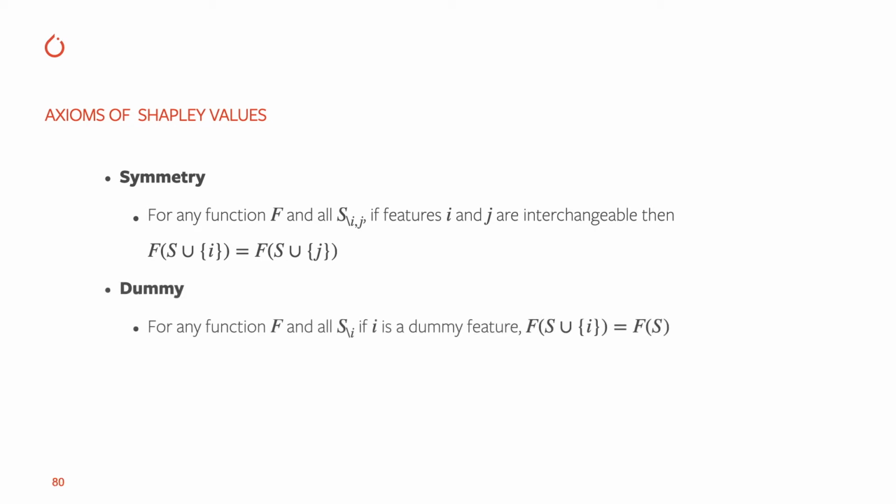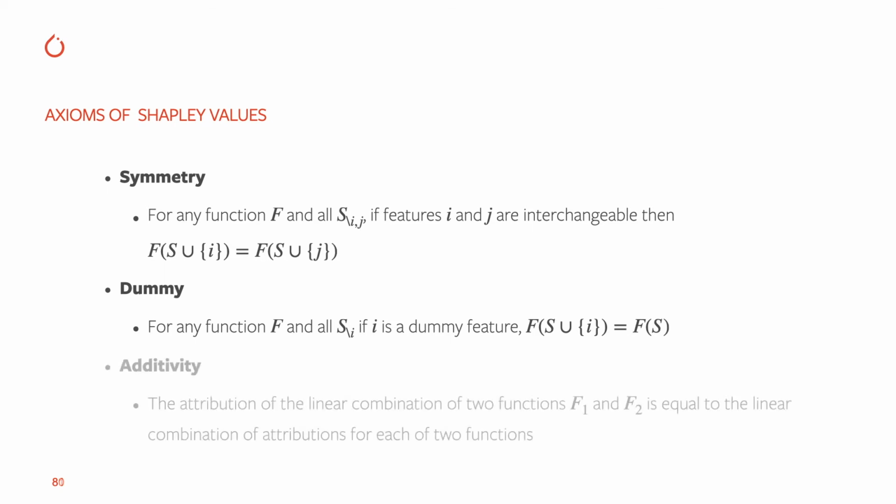The next axiom is called dummy, which states that for any function f and all subsets S that exclude i, if i is a dummy feature, then f's value at S is equal to f's value at S plus i. The next property is called additivity, which states that the attribution of the linear combination of two functions f1 and f2 is equal to the linear combination of attributions for each of the two functions.